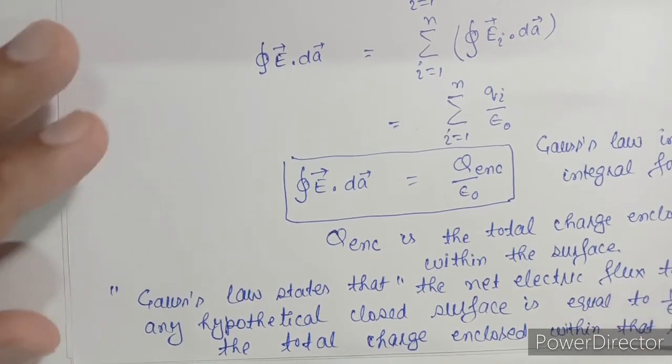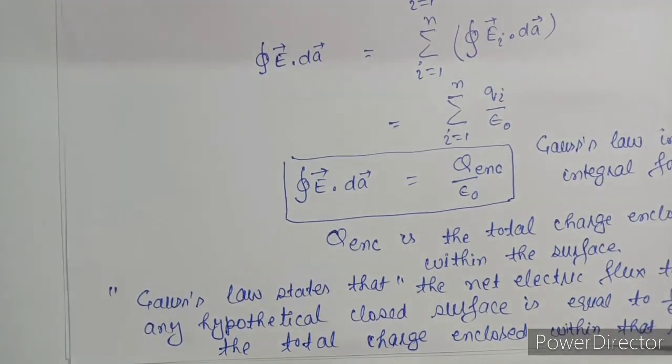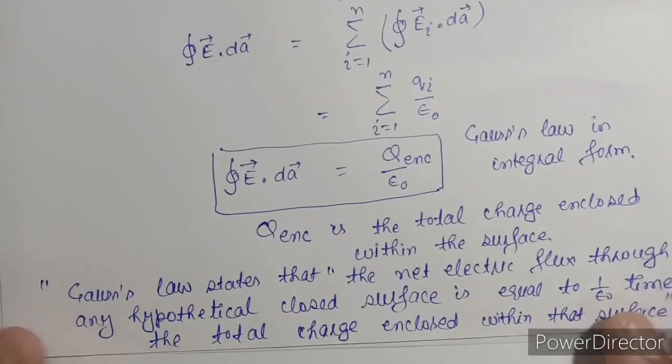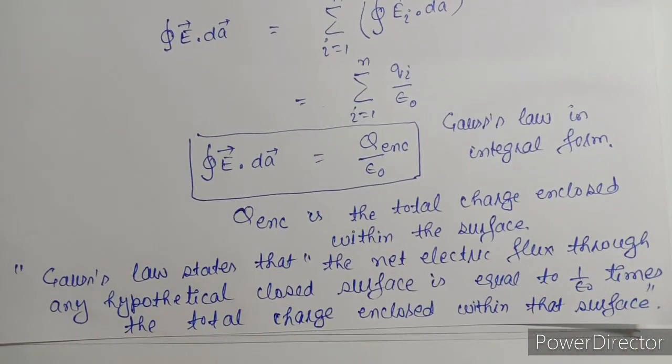Okay, so what is Gauss law? Gauss law states that the net electric flux through any hypothetical closed surface is equal to 1 over epsilon naught times the total charge enclosed within that surface.